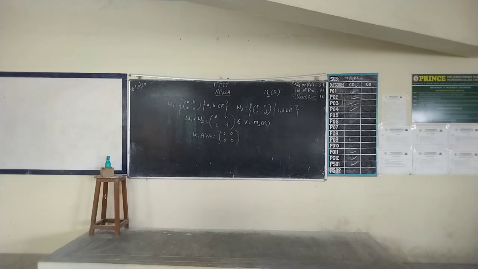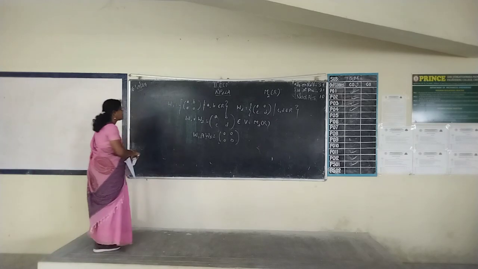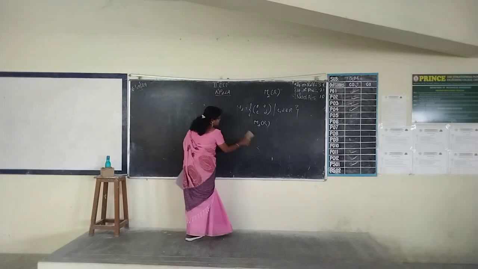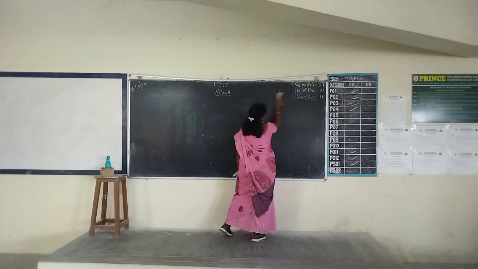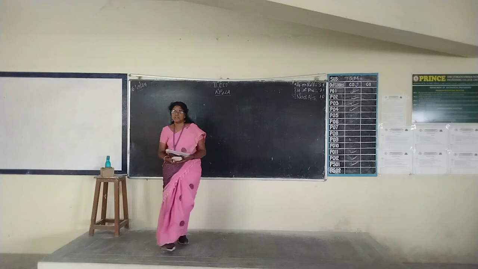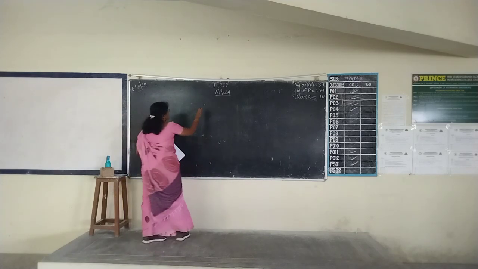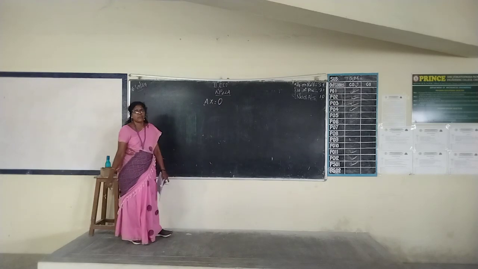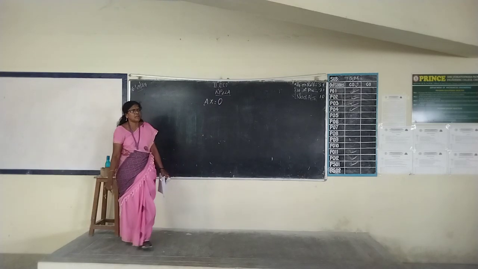Take down: system of homogeneous equations. We are going to discuss the problem both for homogeneous as well as non-homogeneous systems. The system of homogeneous equations is Ax = 0. This 0 indicates the zero vector, not the integer value 0.